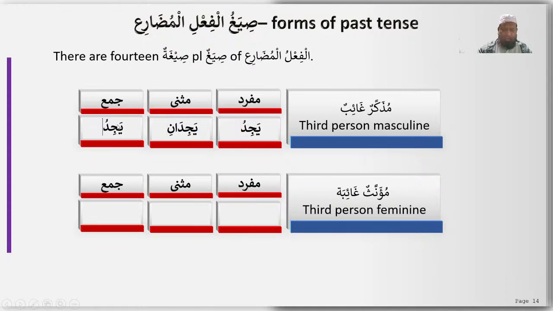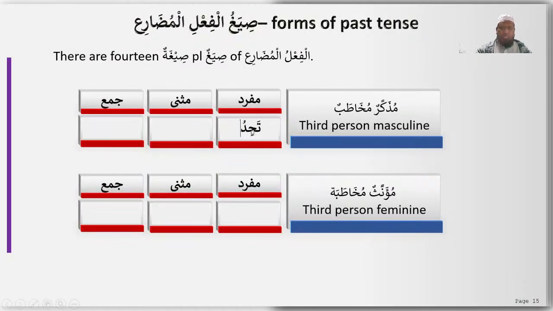يجدان, يجدون, to find, يجدون. Next, make it مؤنث غائبة, تجد, تجدان, and because it is Jama Muannas, it starts with the ya, yajidna. Yajidu, yajidani, yajiduna, tajidu, tajidani, yajidna.